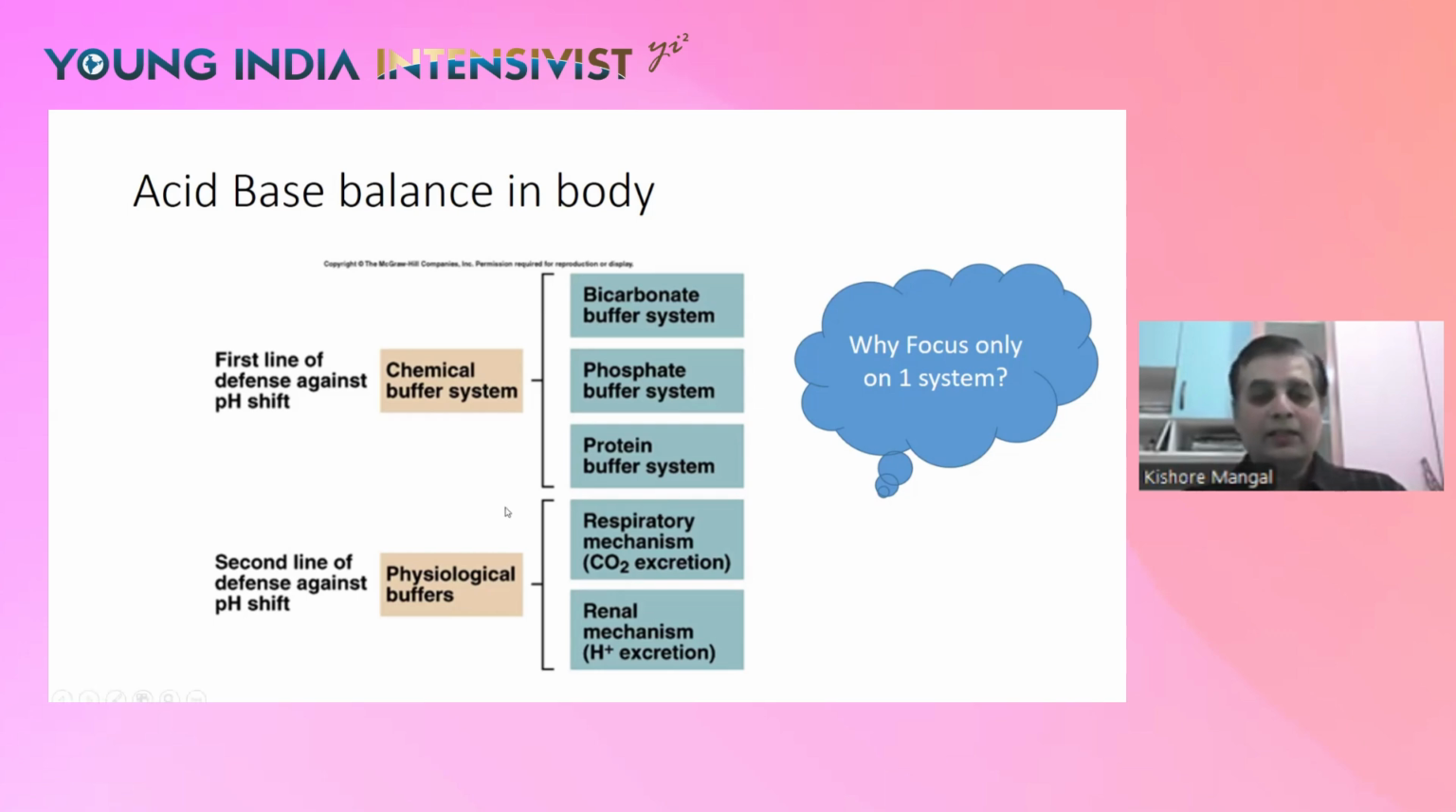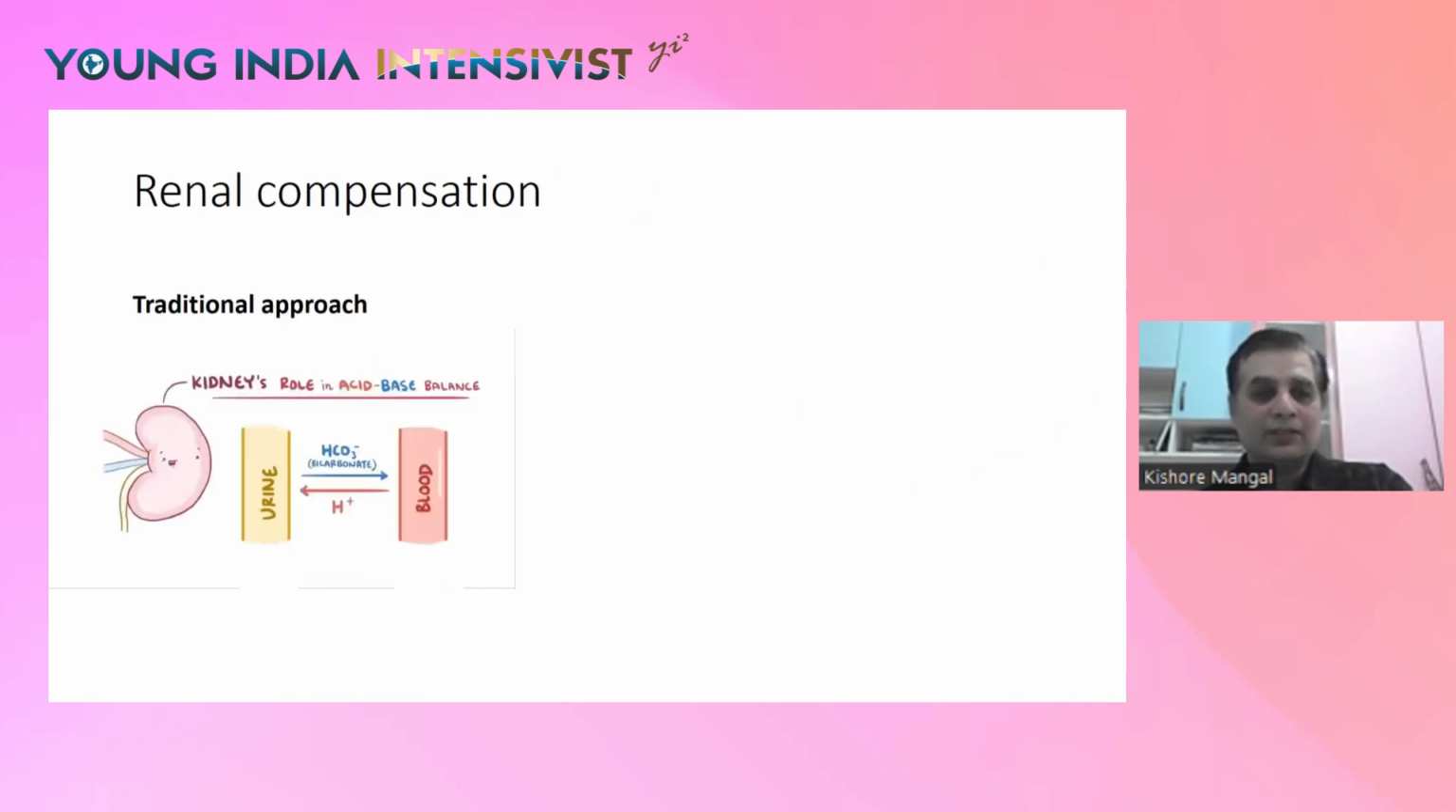Other than that, the second line of defense is physiological buffers, which include respiratory mechanisms and renal mechanisms. For the respiratory mechanism, all the approaches agree on the basis of CO2 excretion, or the CO2 control that happens. But for the renal mechanism, traditional approaches say that the kidney increases your H plus excretion. So this is our traditional approach. H plus ion excretion increases, which results in absorption of bicarbonate.